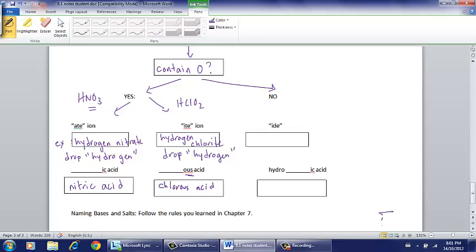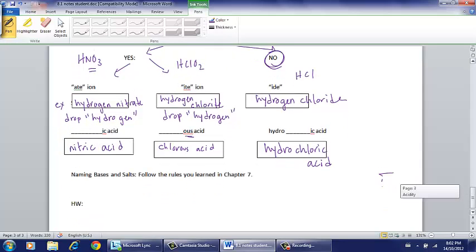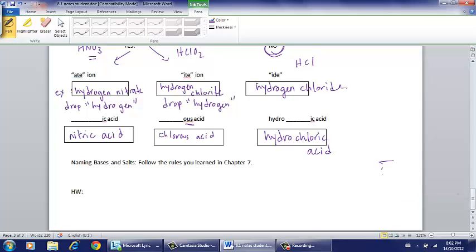If something does not contain oxygen, if you went down the no path, then it ends in ide, so like HCl, hydrogen chloride. So that would have been hydrogen chloride. It instead becomes hydrochloric acid. So you keep the hydrogen, change it to hydrochloric acid. When you're naming bases and salts, it follows the same rules that you learned in chapter 7.